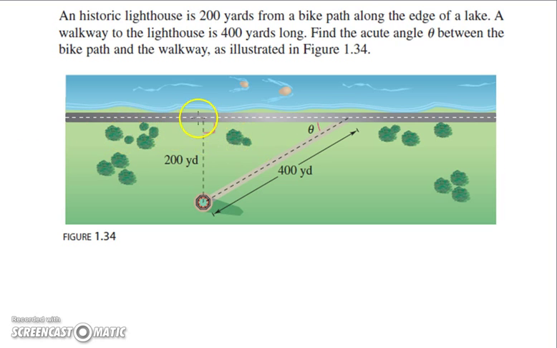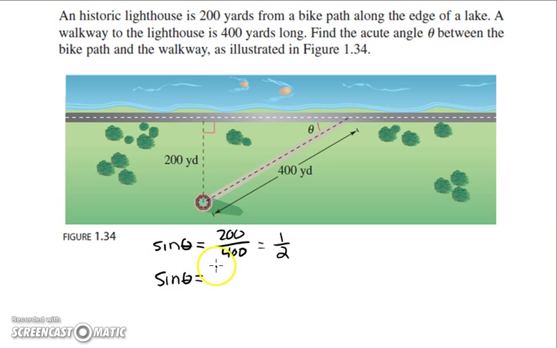So we need to look at what we're given. We see our right triangle here, and here's the angle in question. We have the opposite side and we have the hypotenuse. There are two functions that deal with the opposite and the hypotenuse: sine and cosecant. But generally we're just going to use sine. So sine of theta is going to be the opposite, 200, over the hypotenuse, 400. If we divide that, we get 1/2.